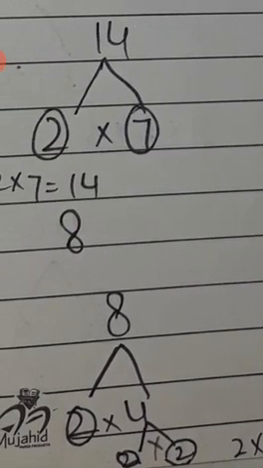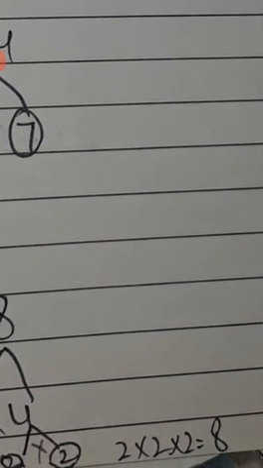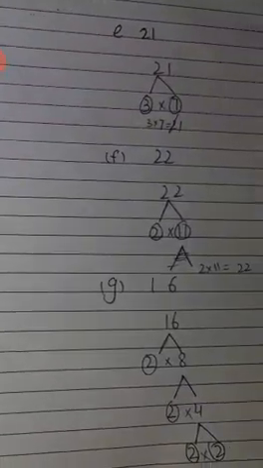8. 2 4s are 8. 2 is a prime number. Circle it, and 4 is a composite number. Break it into two parts. 2 2s are 4. So 2 and 2 are also prime numbers. So how many prime factors do we have now? 2, 2 and 2. How to multiply them? 2 2s are 4, 4 2s are 8. So 8 has 3 prime factors, that are 2, 2 and 2. Got it?